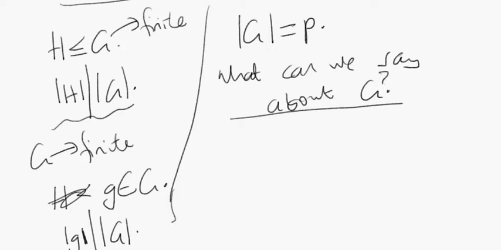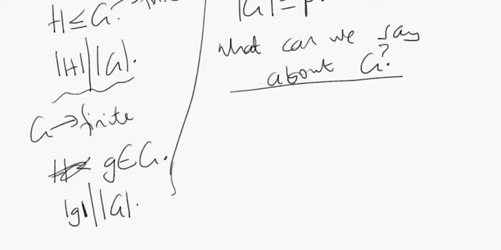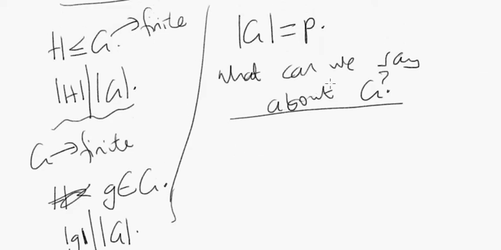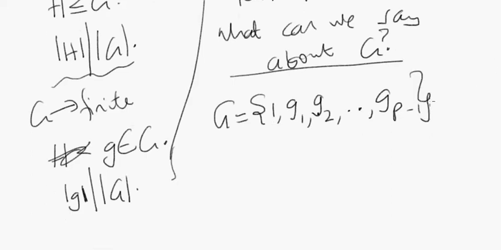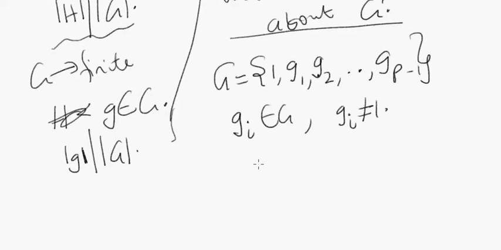Let's think about that. If the order of G is a prime P, can we write G as 1, g sub 1, g sub 2, all the way up to g sub P minus 1? If we can write G in this form, what if we pick some element g sub i of G, where g sub i is not the identity? What is the order of g sub i going to be?